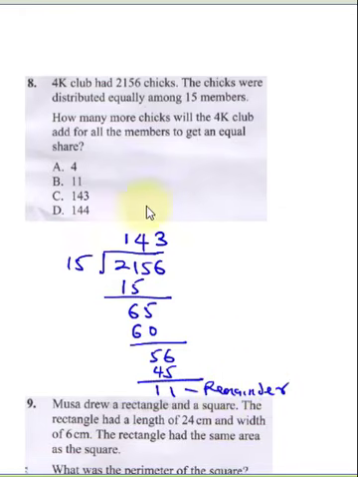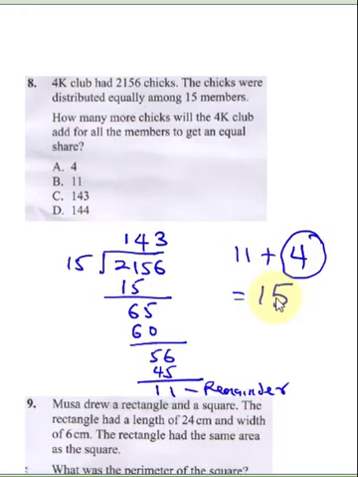So the question says, how many more chicks will the 4K club add? So if we add 4 more, it can divide. So it will be 11, which is the remainder, plus 4. We need to add a total of 4 chicks so that we can get another 15, so that it can be shared equally among them. So the number that will be added for all the members to get an equal number of chicks will be 4, and the correct answer here is A.